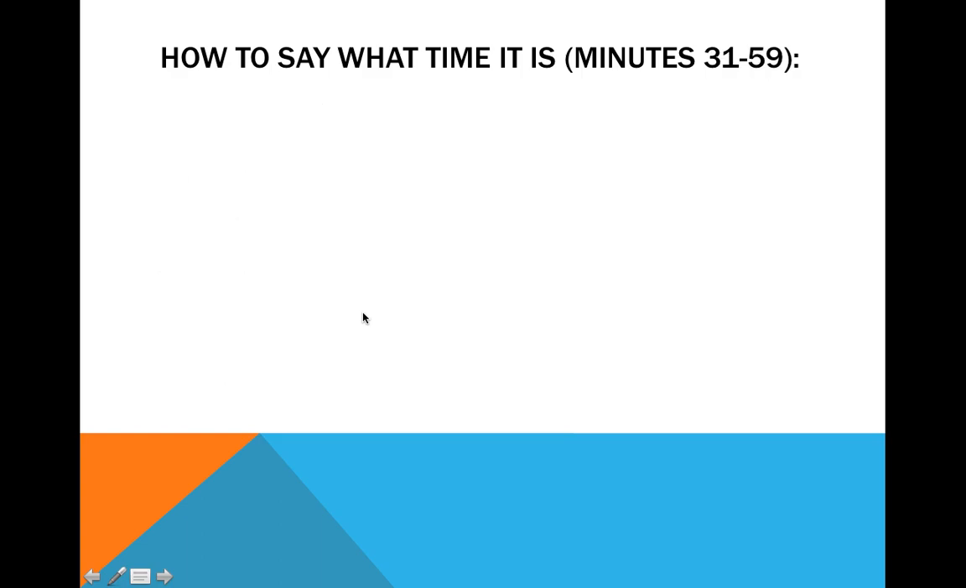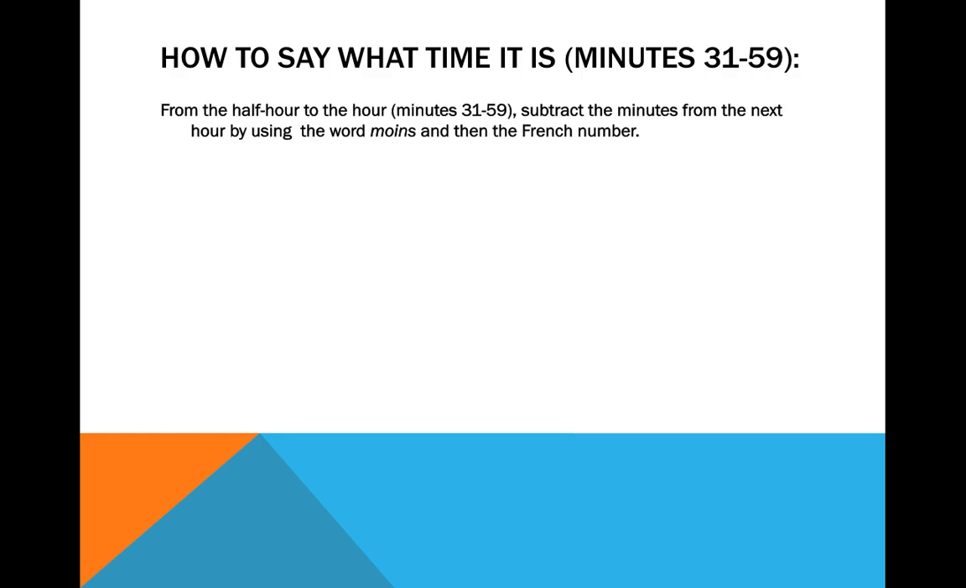Left half, a little bit different. From the half hour to the hour, so minutes 31 through 59, you subtract the number of minutes from the next hour by using the word moins, which we learned means less, and then the French number. So for example, we'll talk about some examples in French, but just really quick. In French, they wouldn't say that it is 10:40. They'd say it's 11 minus 20.